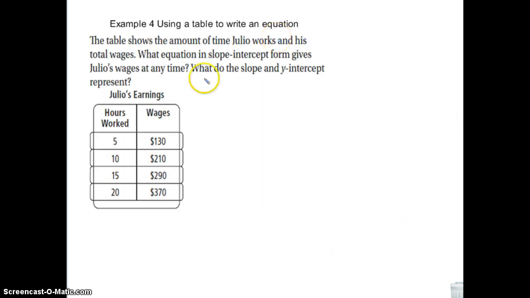Okay, our last one. It says the table shows the amount of time Julio works and his total wages. What equation in slope-intercept form gives Julio's wages at any time? So I'm going to circle that right away, and I'm going to point an arrow over here, which I know is y equals mx plus b. What do the slope and y-intercept represent?